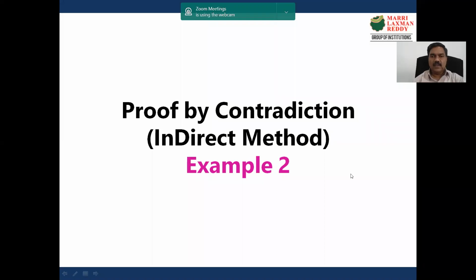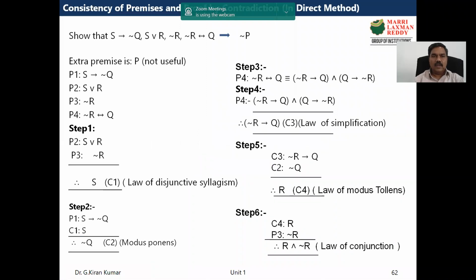Let us discuss proof by contradiction. Of course, it is also called the indirect method. Example 2. So here the question is: show that S implies negation of Q, S ∨ R, negation of R, and negation of R ↔ Q logically implies negation of P. This is the question.